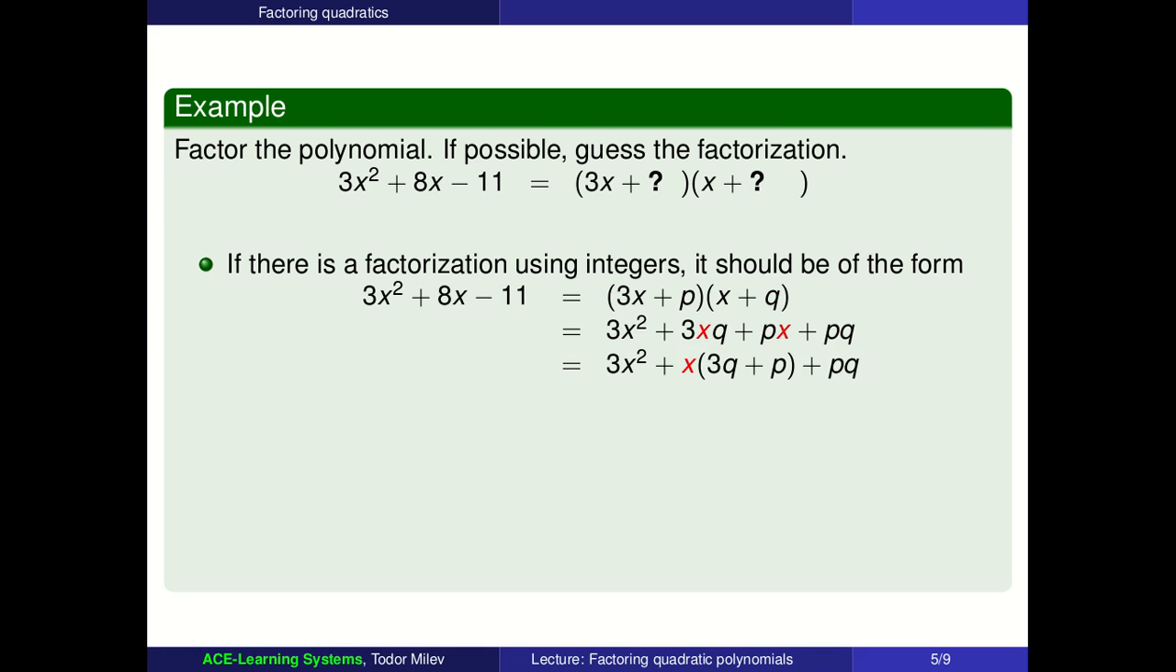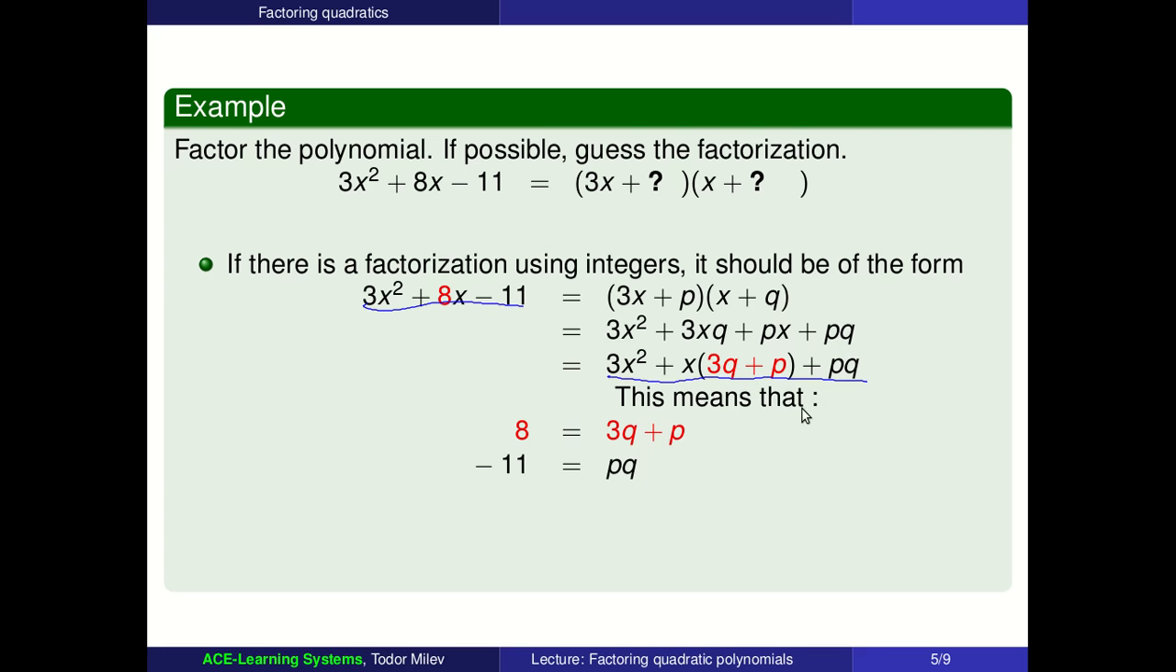Now let's factor out x. So let me factor out x to get inside the parentheses 3q plus p. So our quadratic is now 3x squared plus x times (3q plus p) plus p times q. Now let's compare the two sides of our equality. On one side we have the quadratic 3x squared plus 8x minus 11, and on the other side we have, well, the same quadratic 3x squared plus x times (3q plus p) plus p times q.